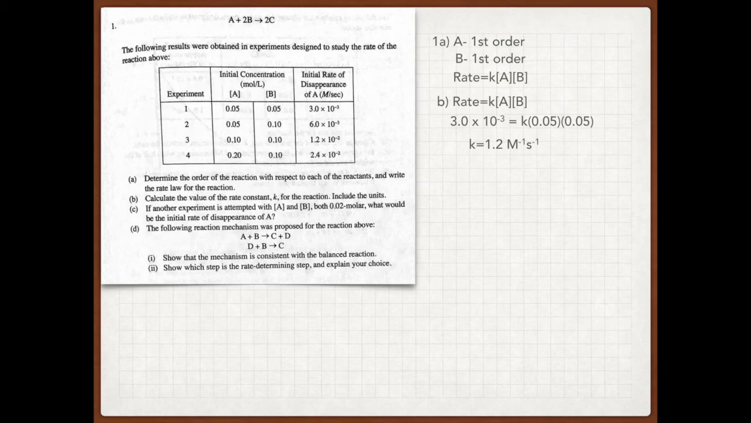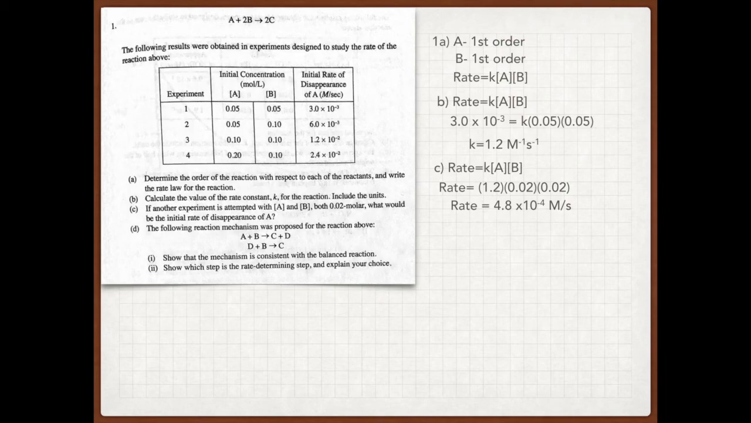So that's B. In C, it says if another experiment is attempted with A and B, both 0.02 molar, what would the initial rate be? So here, I don't know my rate, but now I know my K, and I know that my concentrations are going to be 0.02 for both of them. So I can plug this into my rate law. My rate equals 1.2 times 0.02 times 0.02, and I get 4.8 times 10 to the negative fourth, and my units for rate are going to be molar per second.